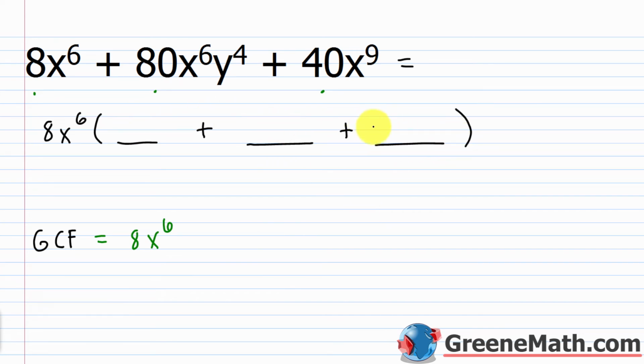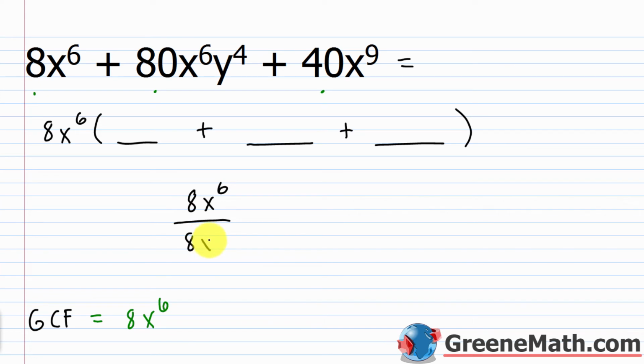So what's going to go here, here, and here? Well, all I'm going to do is take that GCF and use it as the divisor of each term here. So in other words, I would start out with 8x to the 6th power, and I would divide it by 8x to the 6th power. Of course, 8x to the 6th power over 8x to the 6th power is 1.